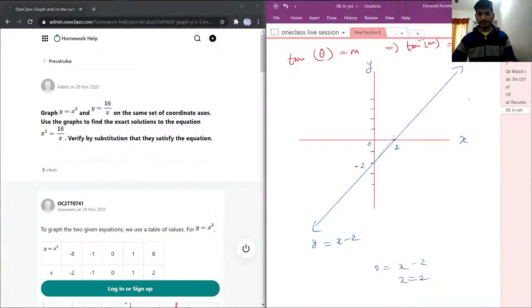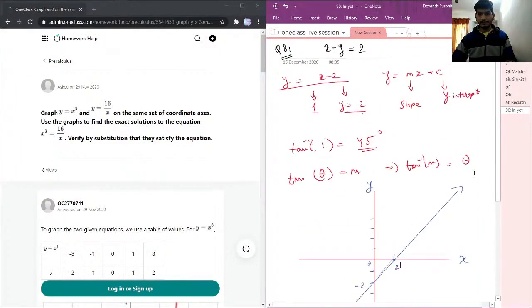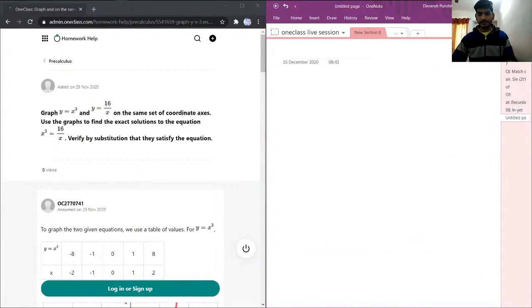This was question number 8. We have question number 9. We need to graph y equal to x cube and y equal to 16 over x on the same set of coordinate axes. Use the graphs to find the exact solution to the equation x cube equal to 16 over x. Verify by substitution that they satisfy the equation.